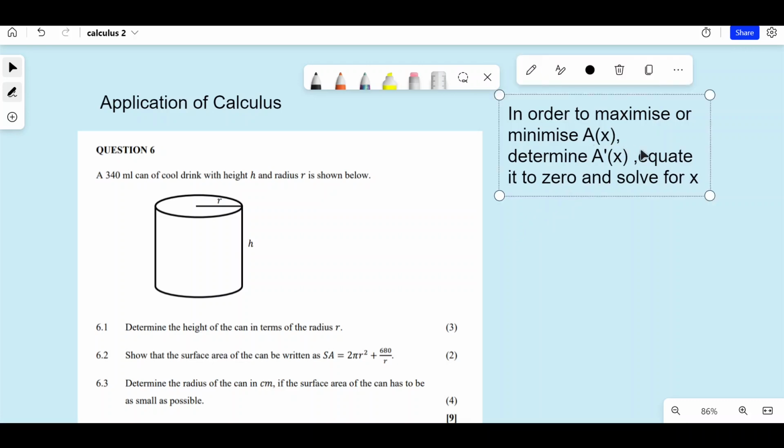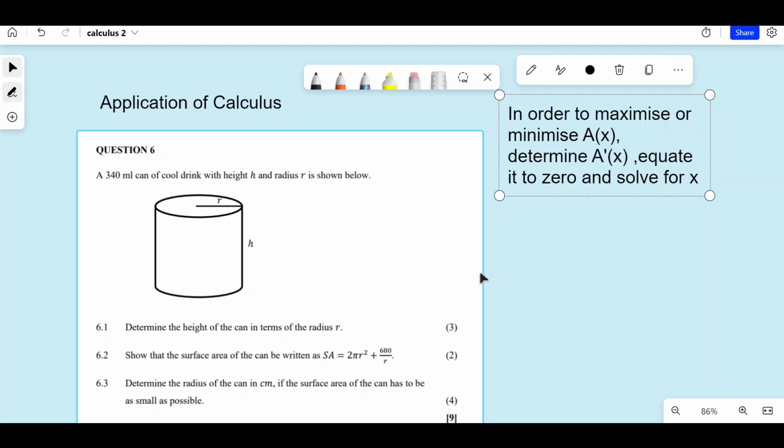In order to maximize or minimize a function, let me say for example ax, first determine the derivative and equate it to 0 and solve for x. This is a method that we are following in all application of calculus questions. Let's go to this question now.